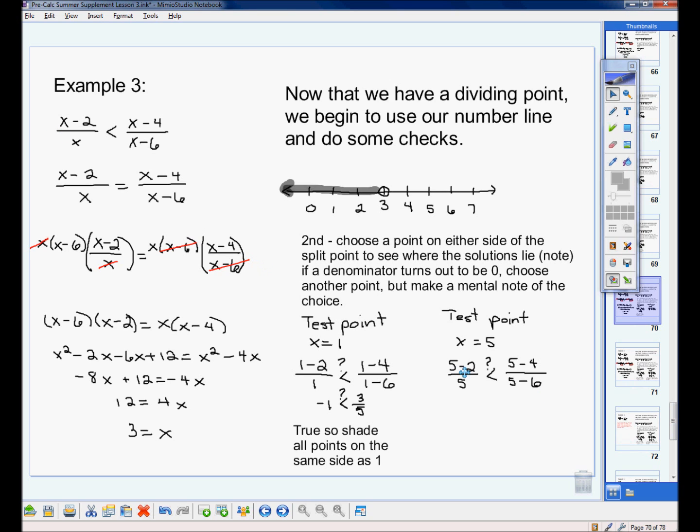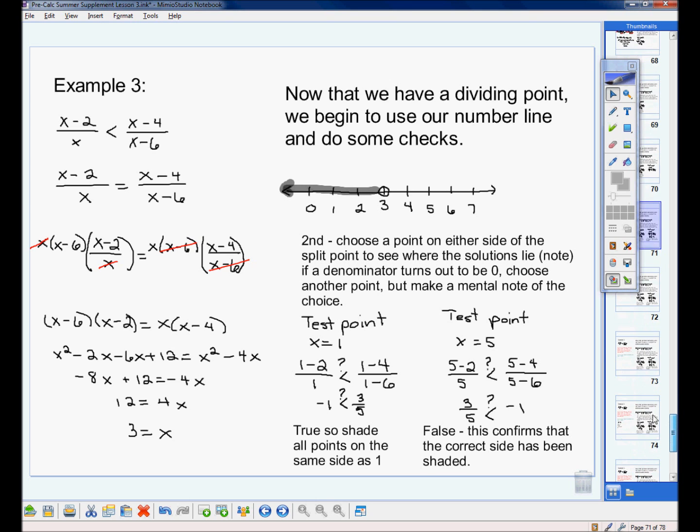Everywhere you saw an x, we put a 5 in. 5 and 5, 5 and 5. Simplify them. Is 3/5 less than -1? No, it's not. So this confirms that we've got the correct side shaded. But we're not done yet.